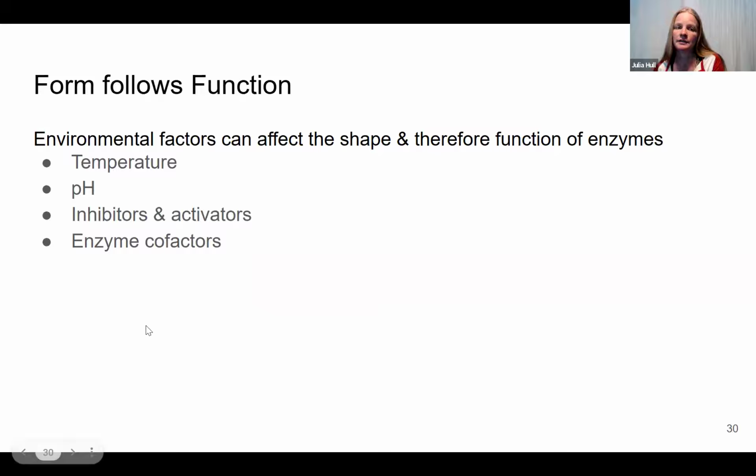All right, so when we're talking about enzymes, it's really important to remember that form follows function. And in our lab, we are going to intentionally mess up our enzyme lactase using a variety of environmental factors. Okay, so some factors that can affect how well enzymes do their job are temperature, pH, the presence of these things called inhibitors and activators, and also coenzymes or cofactors. Okay, so let's go through each one of these individually.